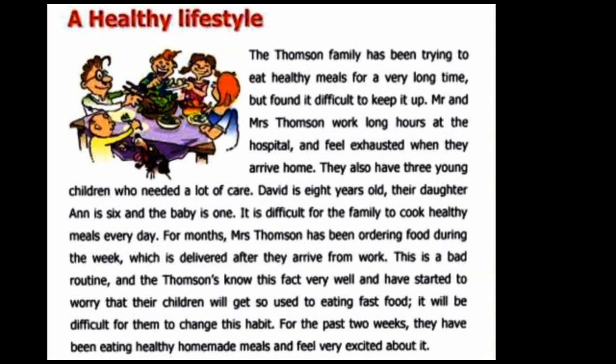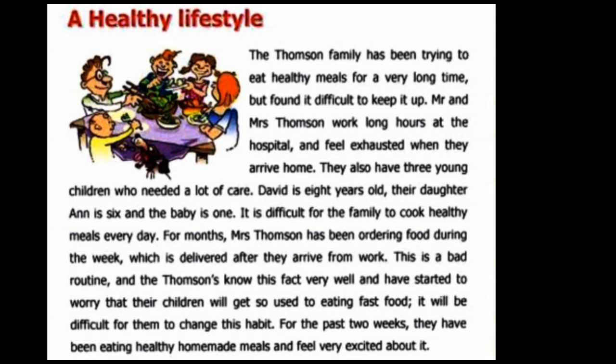David is 8 years old. The first child is 8 years old, named David. Their daughter Anne is 6. The second one is a daughter, named Anne, 6 years old. And the baby is 1. Then the third child, 1 year old. It is difficult for the family to cook healthy meals every day.